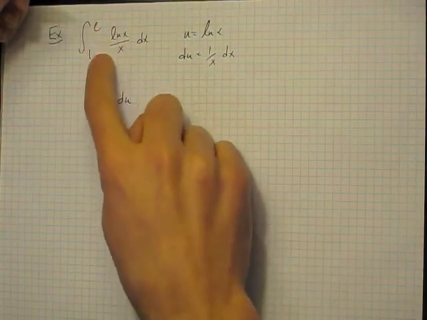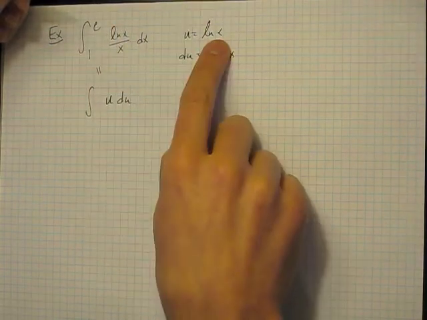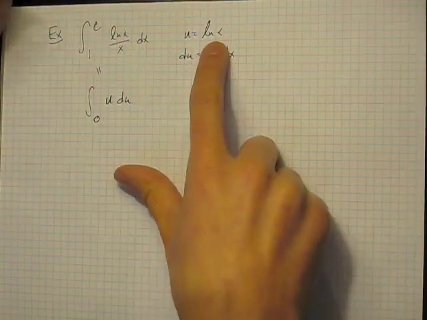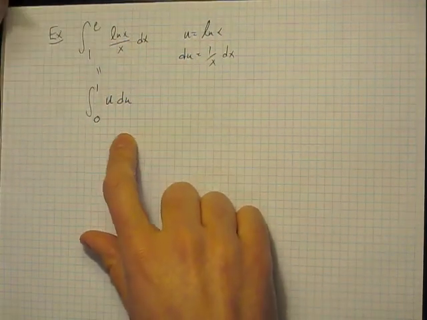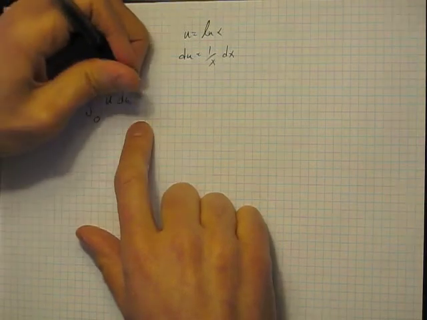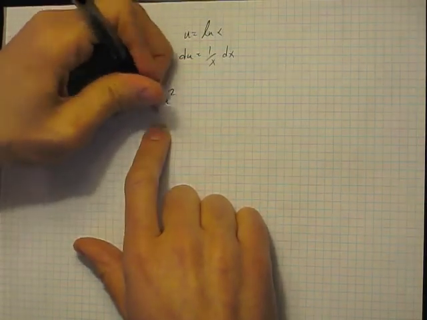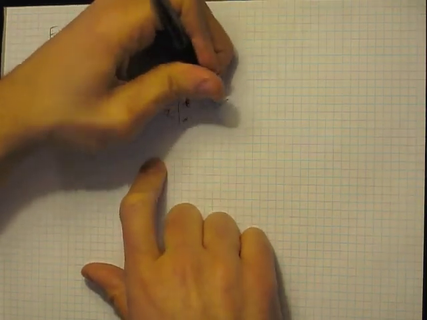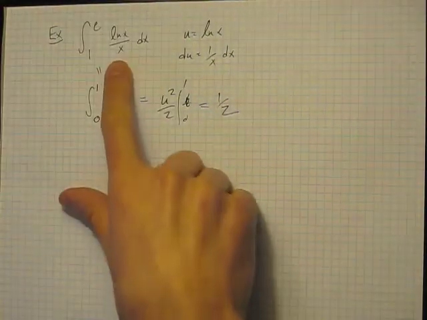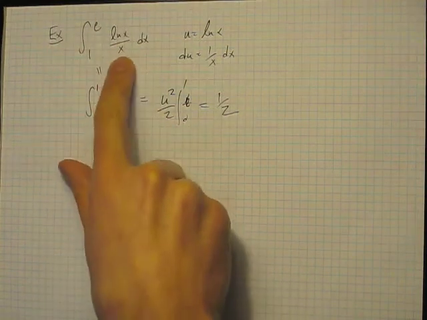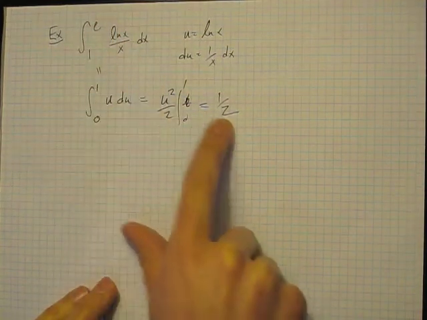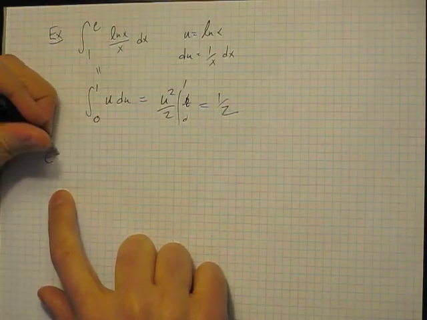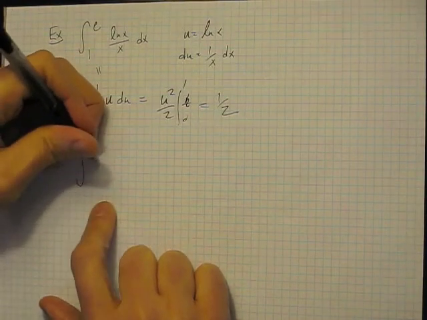Now transform the limits of integration. When x is 1, the log of x is 0. And when x is e, the log of x is 1. Right? So this is a much simpler integral to do. It's u squared over 2 from 0 to 1. So it's a half. Okay, so this integral here, whatever the graph of this looks like, the area under it from 1 to e is that. Okay, how about another example? How about the integral of tangent?